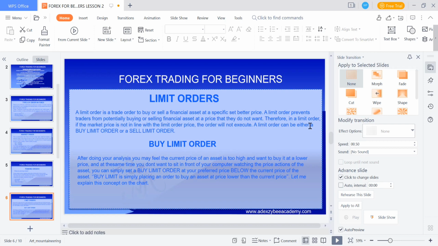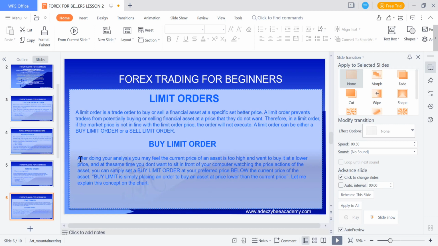Then on the other side, if you want to sell something and you feel like the price is too cheap, you can go higher than this. So you want to sell it at a higher price, you can set a limit sell. If you are using a limit sell, that simply means you are selling at a price higher than the current price. I believe this is clear. That's limit order. Okay, it is very, very clear. All right, so that's exactly what I've explained here. Buy limit order, sell limit order.